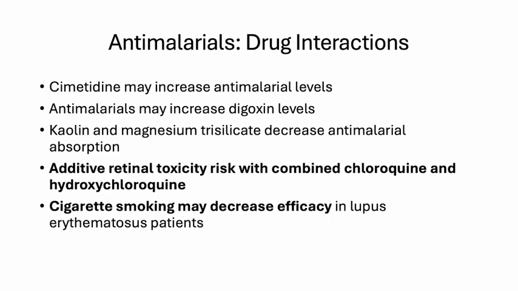There are several important drug interactions that should be considered when prescribing antimalarials. Cimetidine can increase circulating levels of antimalarials, and antimalarials themselves may increase digoxin levels. Over-the-counter gastrointestinal drugs containing kaolin or magnesium trisilicate can decrease the absorption of antimalarials. The most significant potential interaction is the additive risk of retinal toxicity when chloroquine and hydroxychloroquine are used together. Interestingly, in patients with lupus erythematosus, cigarette smoking has been associated with decreased efficacy of antimalarials, though the exact mechanism is unclear.